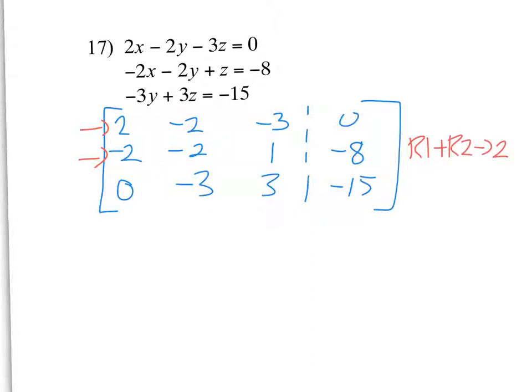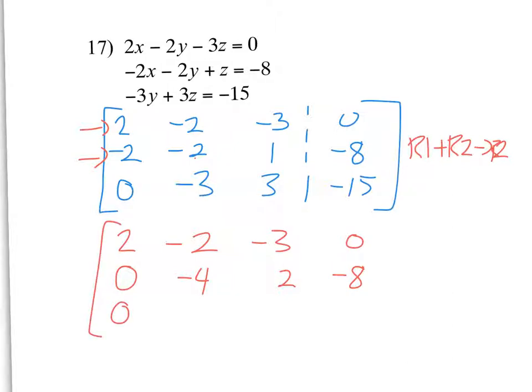And in doing that, that's going to give me 2, negative 2, negative 3, 0 on top. But then 2 plus negative 2 is 0. Negative 2 plus negative 2 is negative 4. Negative 3 plus 1 is negative 2. And 0 plus negative 8 is negative 8. I like doing that first here because that saves me from getting some fractions. And I'm just going to rewrite row 3.